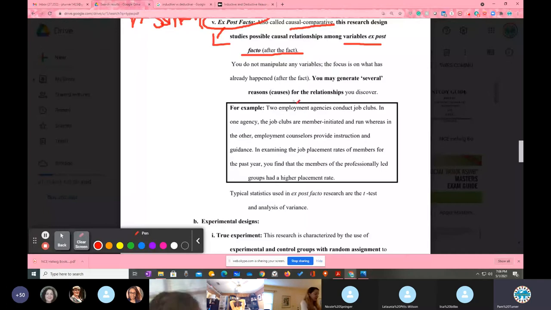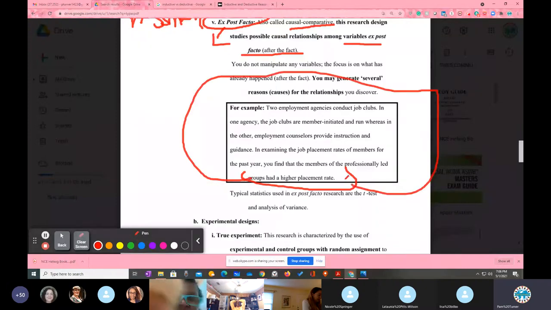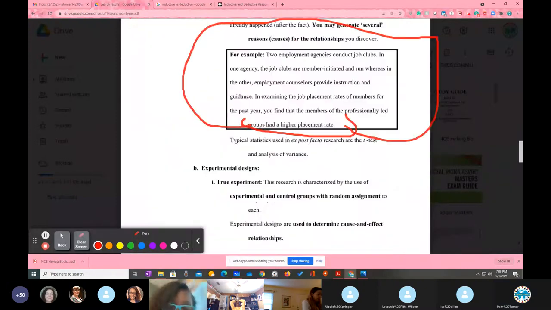For example, two employee agencies conduct job clubs. In one agency, the job clubs are member initiated and run, whereas in the other one, the employee counselors provide instruction and guidance. In examining the job placement rate for members in the past year, you find that members of the professionally led group were at a higher rate. So I found this out after I did my research. That's when I'd have to go back and add that.